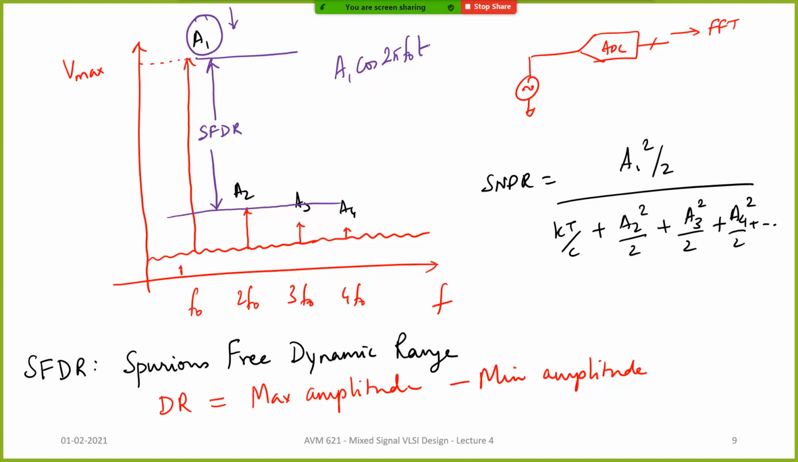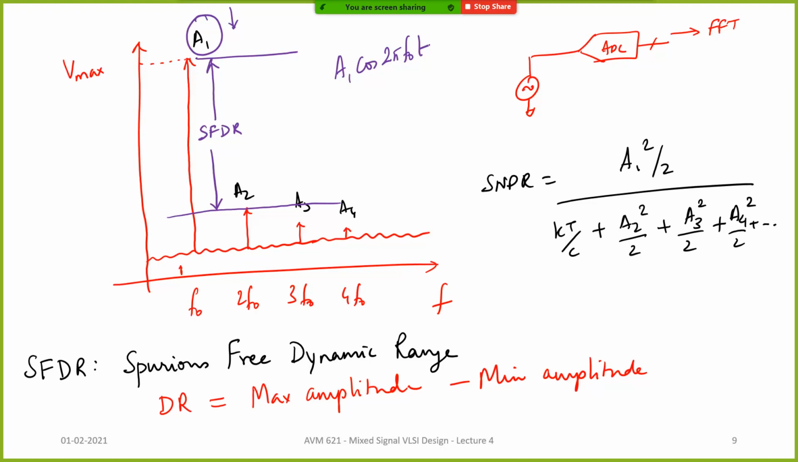This is how people characterize their ADCs, and this is how you will have to do it in simulation also. When you are building an ADC in your project, you first send in a sample and hold circuit, whatever you are doing, you take the bits, put it through MATLAB or any other equivalent tool, find out the FFT and look at the spectrum. Okay, is it clear? Any doubts? Any questions?